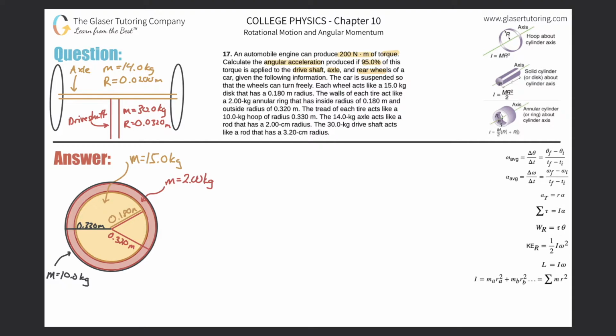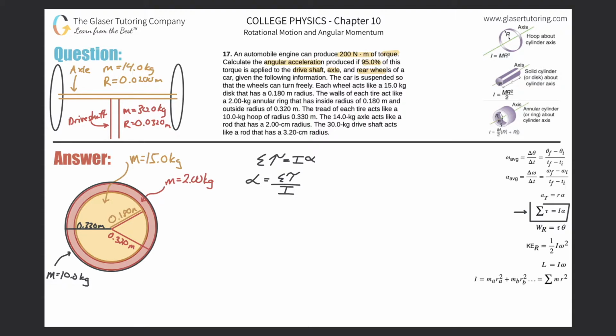It tells us that an automobile engine is producing 200 Newton meters of torque, and we are asked to find angular acceleration. So you should be thinking to yourself, how are those two variables connected? They're connected via this formula over here on the right-hand side. The sum of the torques will equal the moment of inertia for the whole system multiplied by the angular acceleration. So to find the angular acceleration, it's simply the sum of the torques divided by the moment of inertia for the entire system.